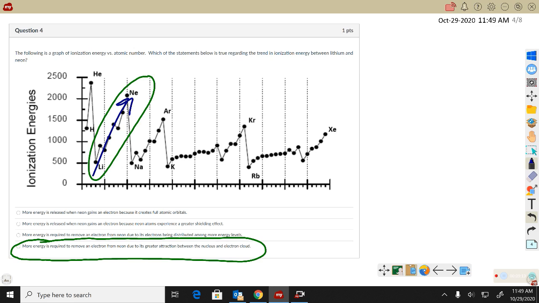More energy is released. Well, right there, these first two are wrong. Ionization energy is energy that I have to add. I have to add energy to remove an electron that's attracted to the nucleus. They're magnets. They're attracted to each other. The third choice, more energy is required to remove an electron due to electrons being distributed amongst more energy levels. Nope, they are not. They're all being distributed amongst the same energy level. So from lithium to neon, we're just filling the second energy level.